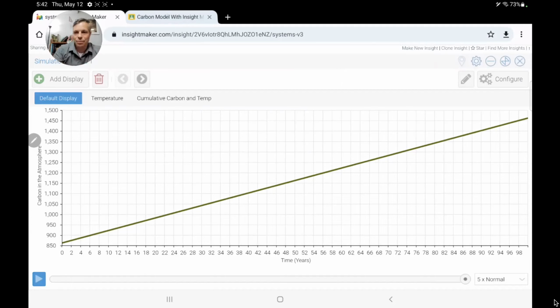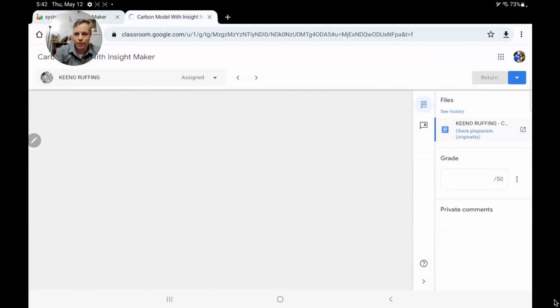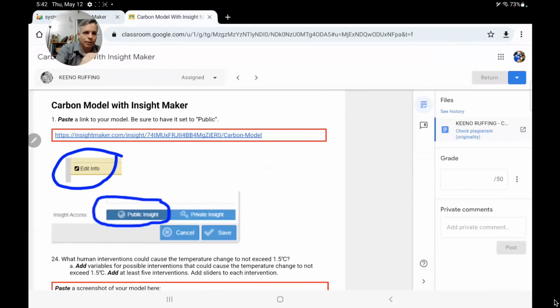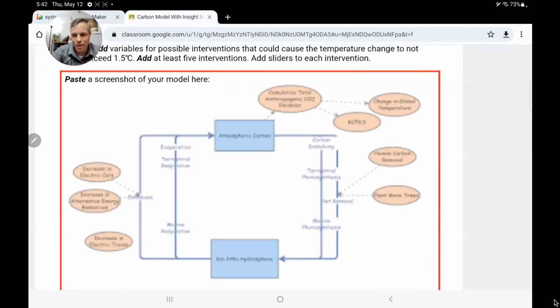Anyway, the last thing I wanted to show real quick is, rats. Here's a student's model. It's hard to see, but they added things like plant more trees, increase electric cars, increase alternative energy sources, and how that would affect the different levers. Anyway, I'll post resources. I know I'm a little bit over in time. Thanks.